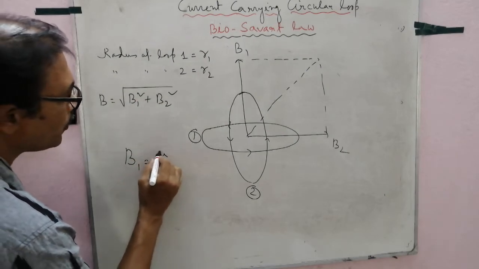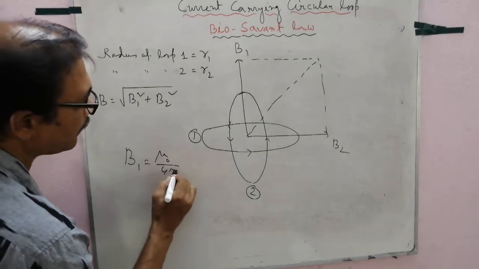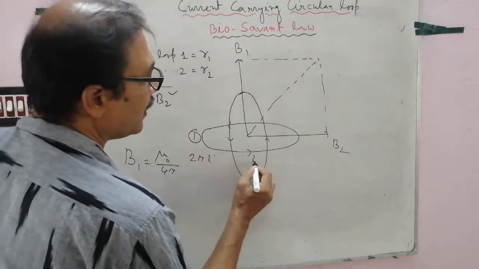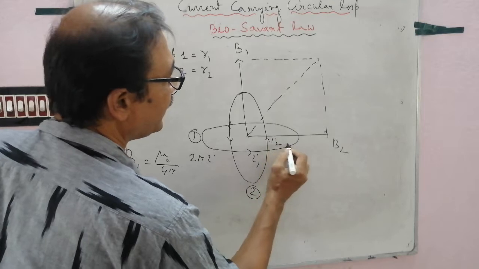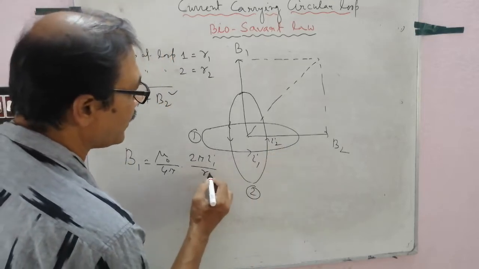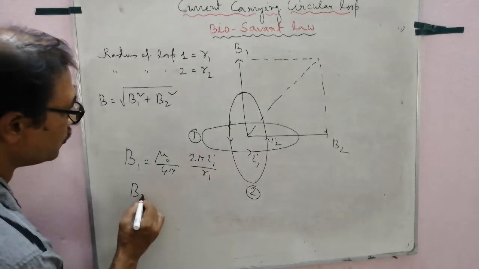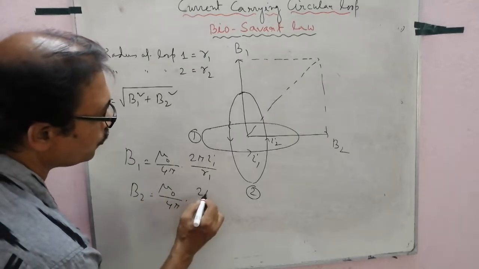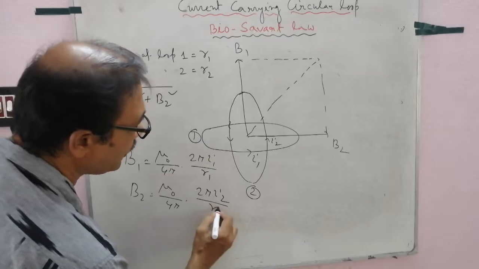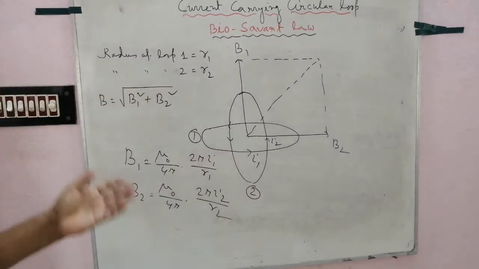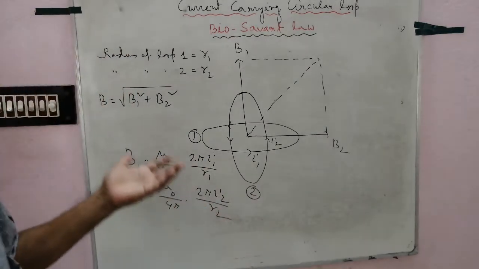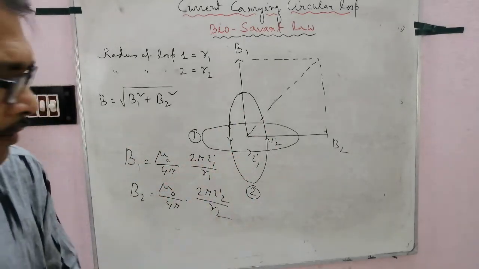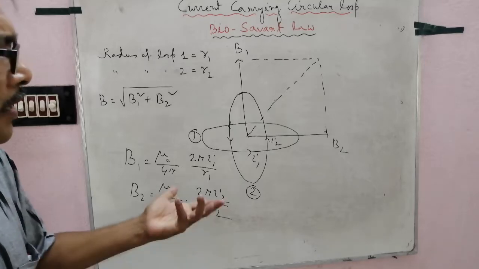B1 equal to mu 0 by 4 pi 2 pi I1 by R1, and B2 equal to mu 0 by 4 pi 2 pi I2 by R2. Putting the values, you will get the result. In a numerical problem, the values of R1, R2, I1, I2 are given and you will get the result.